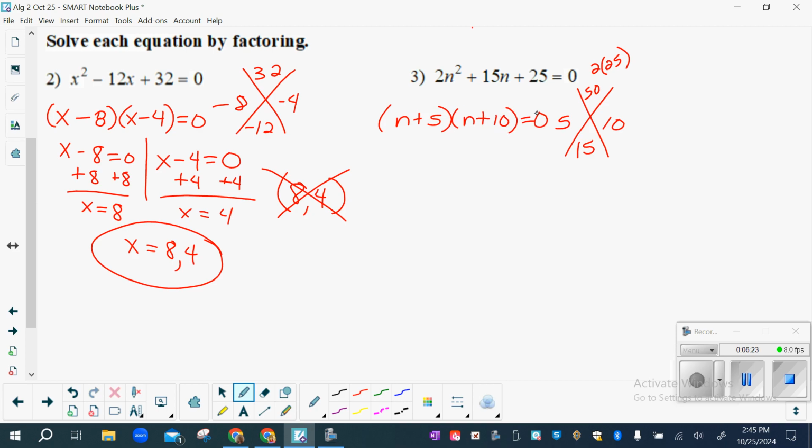One more step before we use the zero product property. It's really easy to forget this step. What's our next step? Good. We want to divide by 2. So this 2 slides to the front, 2n plus 5, and then 10 divided by 2 is 5. And now we can use our zero product property. 2n plus 5 is 0, and n plus 5 equals 0.